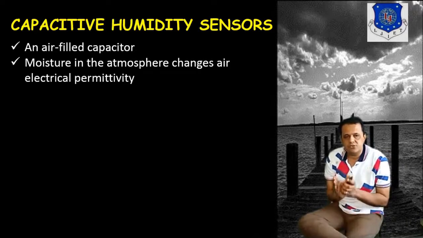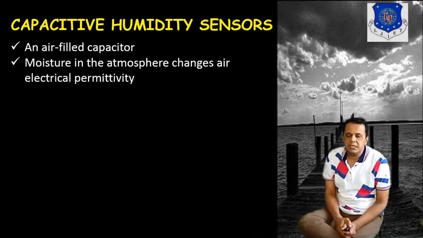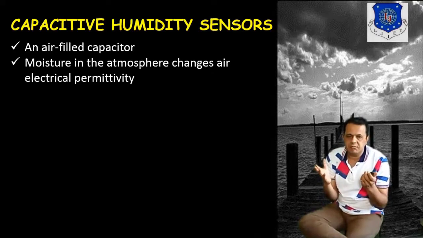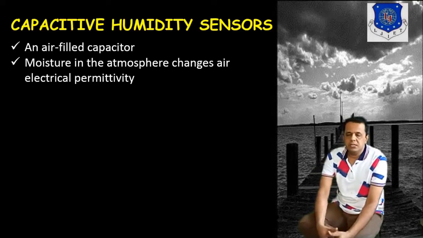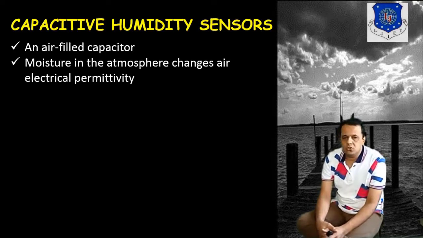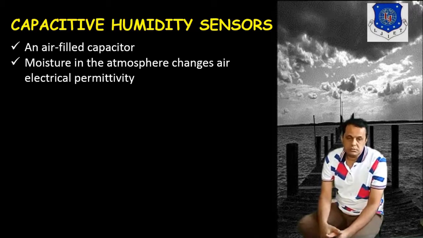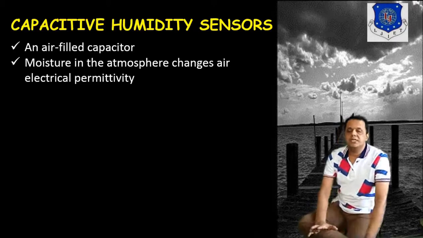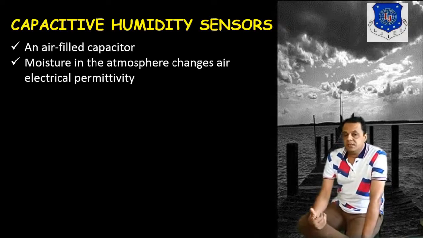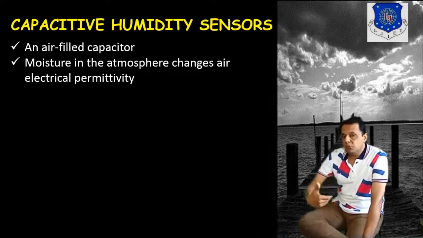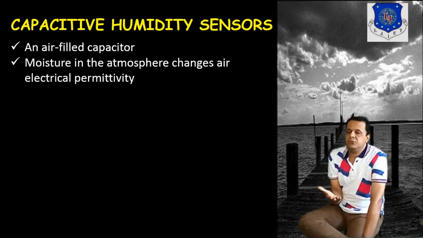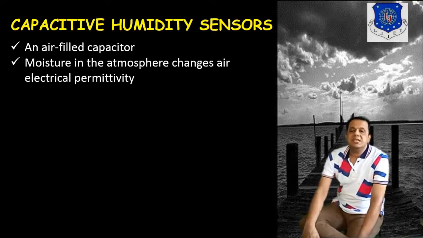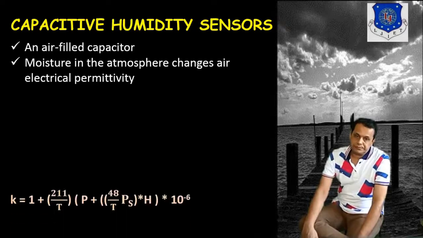So here we will be using an air-filled capacitor, and we know the electrical permittivity of air. That is, epsilon 0 into epsilon r is equal to some amount. For air, the relative electrical permittivity is 1, so it is absolutely epsilon 0. But when moisture is introduced in the atmospheric air, it will change its electrical permittivity.